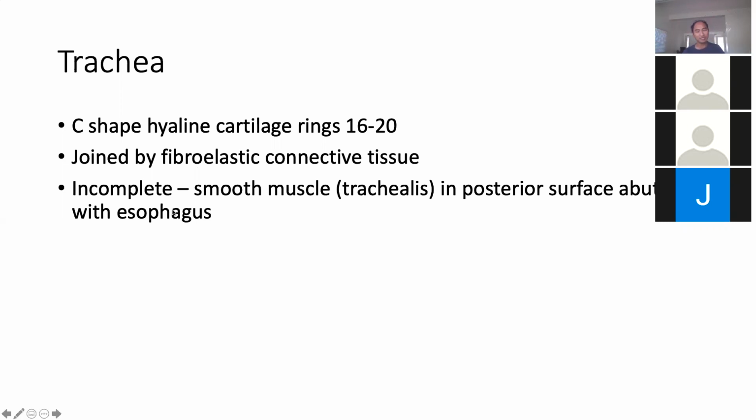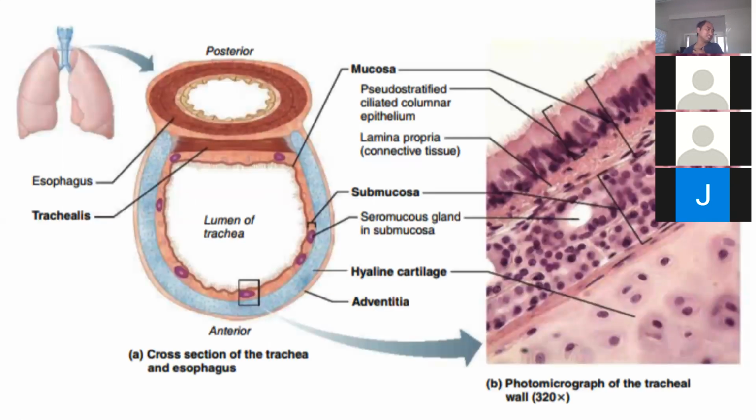At the back, where it attaches, this is the C-shaped cartilage. This is the cross-section of the trachea. This C-shaped cartilage is open at the back, and this open part is filled with a smooth muscle layer. So it just sits in front of the esophagus. This is the esophagus, and this is the front of the trachea.